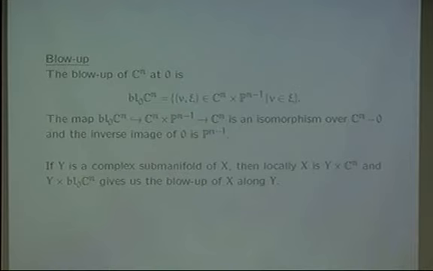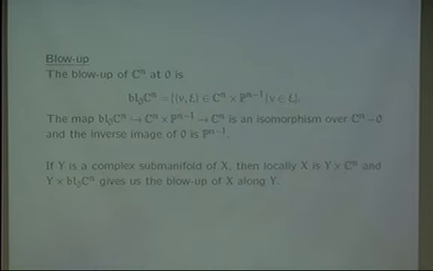Okay, so let me explain what a blow-up is. The blow-up of Cn at one point is a subset of Cn times Pn minus 1. An element here is a pair of v in Cn and xi in Pn minus 1. As I said, xi is a line in Cn passing through the origin. So the condition is that v is contained in the line.